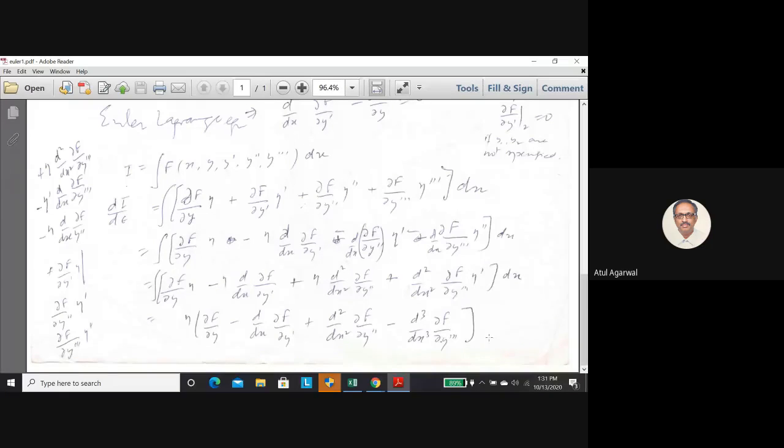So how can this be 0? If the entire term is 0, you get a differential equation corresponding to this functional I, and these will form the boundary conditions. You club the terms corresponding to eta. So either eta is 0 or some of these terms are 0. Similarly for the derivative eta prime, you club them. Either eta prime is 0 or these terms are 0. Similarly here, either eta double prime is 0 or this term is 0.